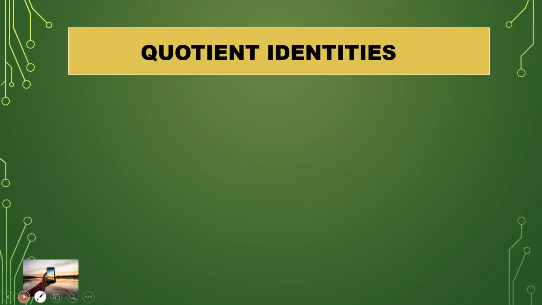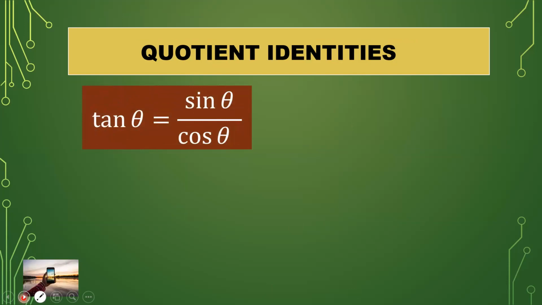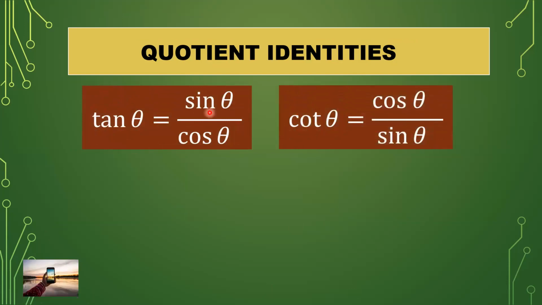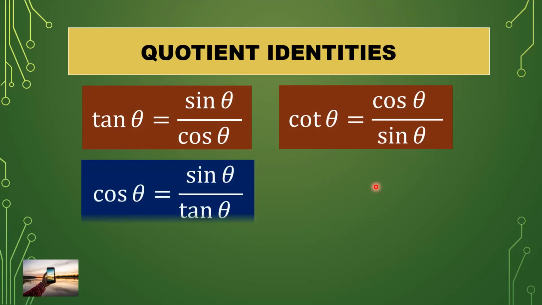Mga quotient identities naman natin. So those trigonometric functions that can be expressed as a quotient of the other trigo functions. Syempre meron tayong tangent tsaka cotangent. Sine over cosine and cosine over sine respectively. So, ang ating version dito, pwede rin i-multiply to, equal yun sa sine theta. Remember, tangent times cosine theta is equal to sine theta. Same as the product of this, it can be equal to cosine theta.